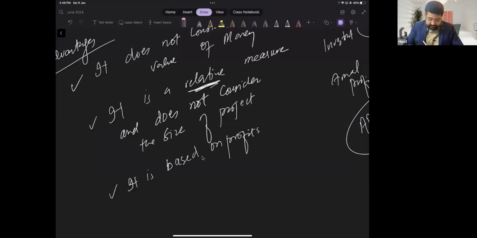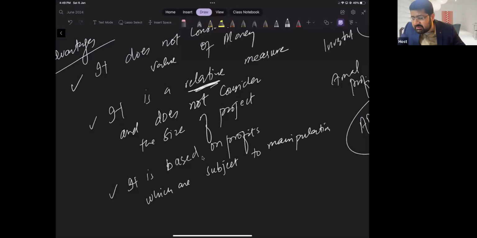Which are subject to manipulation, which can be manipulated. Profit increase and decrease: change depreciation, change amortization, change provision, profit change. Cash flow cannot be changed because cash flow is what is going out and what is coming in. Simple. So profits can be manipulated. It is a drawback.